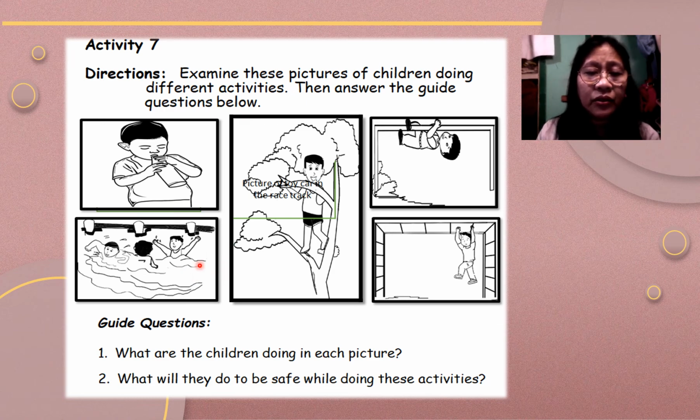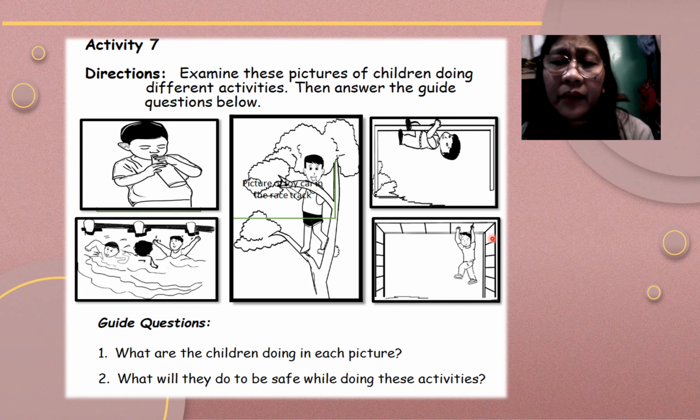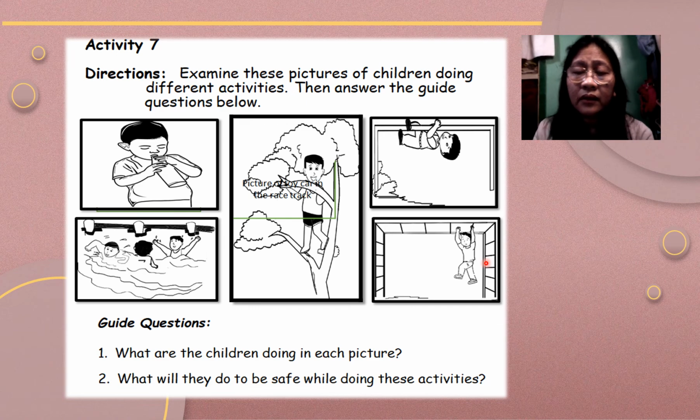And then the next picture is some children having fun while swimming. Maybe on the beach. And then next picture, a boy climbing a tree. And then another one. What is this picture? A boy is climbing a fence maybe. And then another picture is a boy playing on the monkey bar.